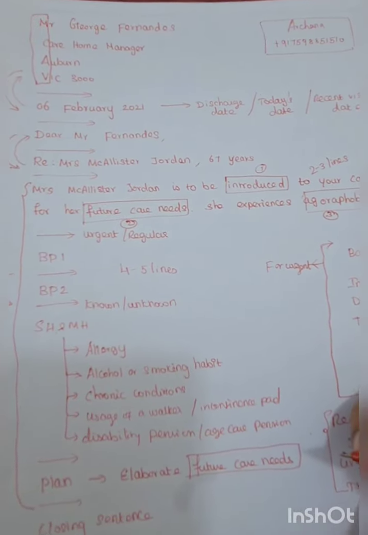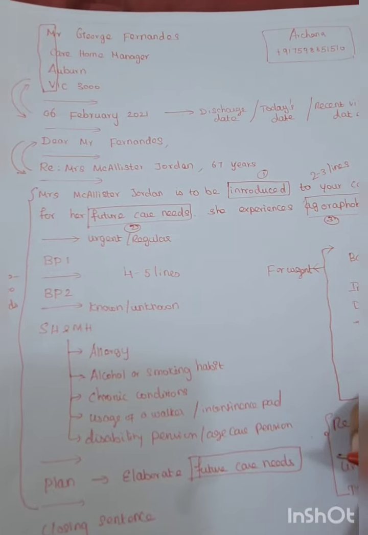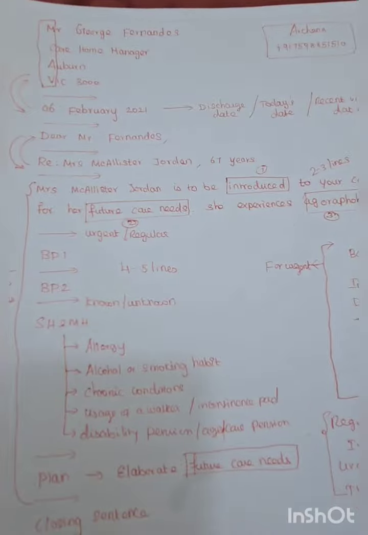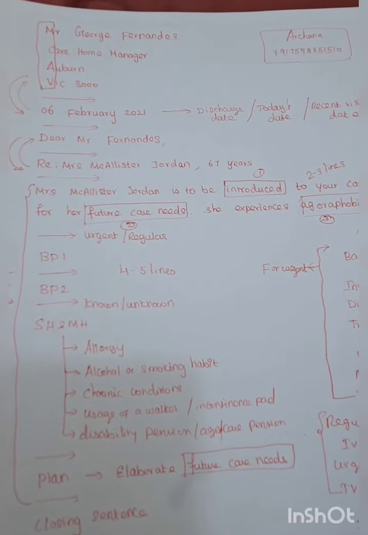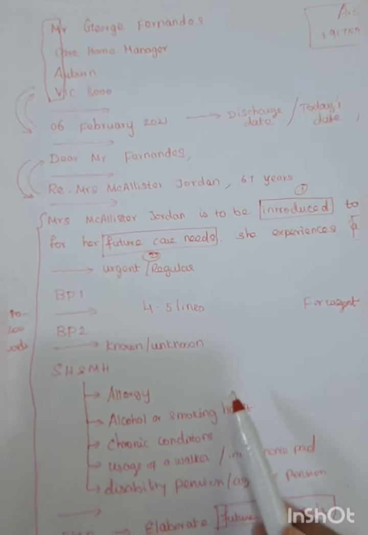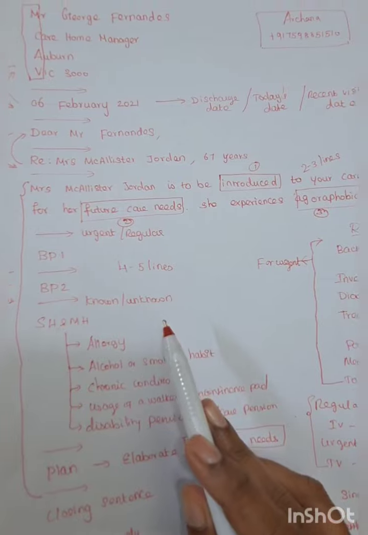And then if he is eligible for any pension, like the aged care pension or disability pension, kindly mention it. Okay, so this is one more paragraph we will get if it is an unknown patient.